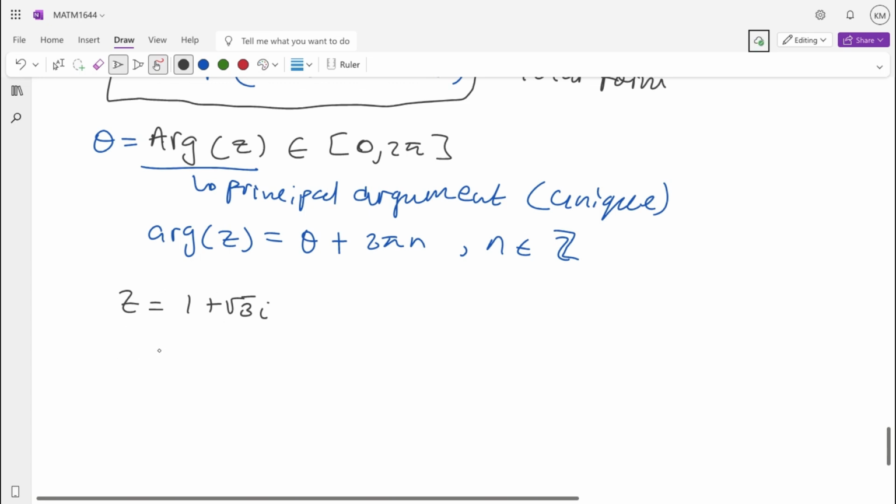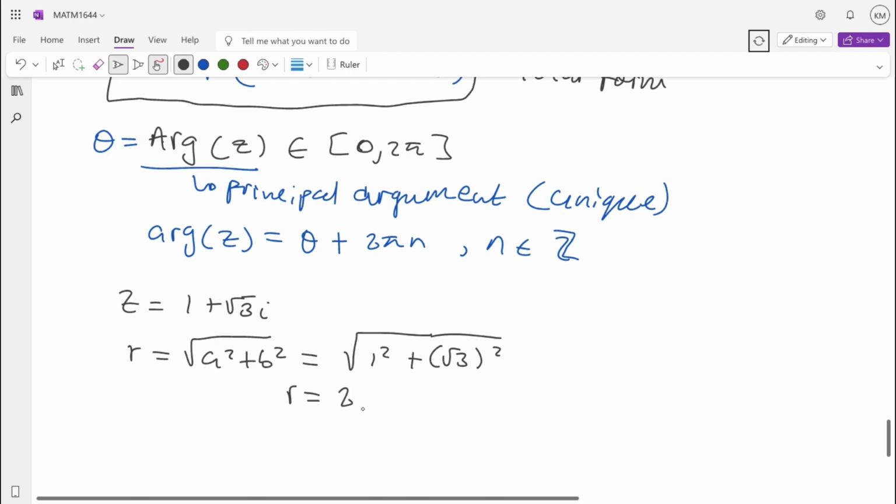If we want to write it in polar form, we first look for our modulus r, and we know that it's given by root of a squared plus b squared. So this is basically going to be root of our a, which is 1, so we have 1 squared plus root of 3 squared. Then r will be root of 1 plus 3, which is root of 4, and root of 4 is 2. So we get r is 2.